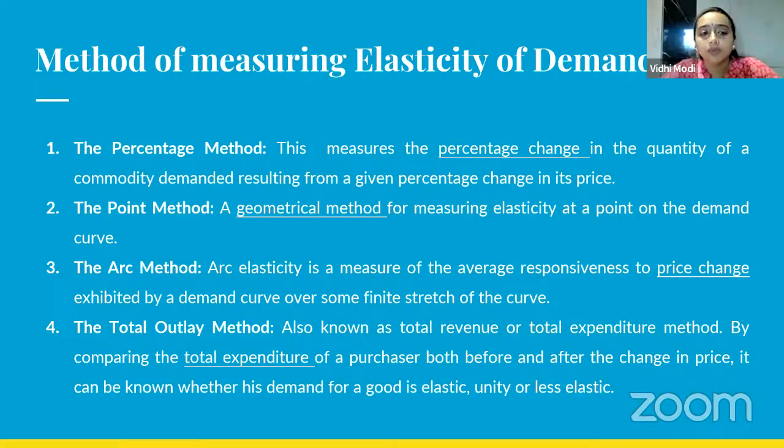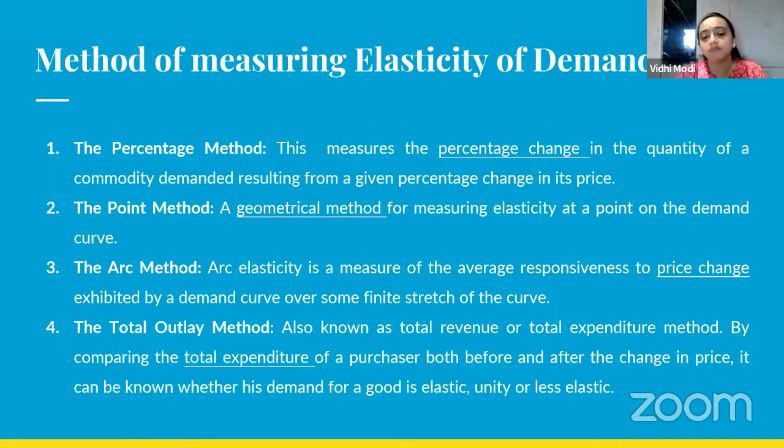The percentage method talks about the percentage change in the quantity of a commodity demanded resulting from a given percentage change in price. It's talking about the percentage change. We have the point method, which is a geometrical method of measuring the elasticity at a point. Then we have the arc method, which is a measure of the average responsiveness to price change exhibited by a demand curve. Then we have the total outlay method.